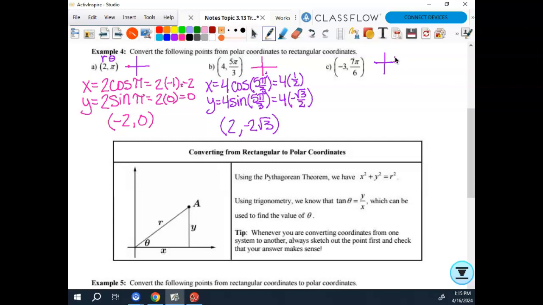Think about it for a second if you're not sure, and then I'll talk you through it if I have to. Remember, it's a negative radius, so I'm going to start over here at 3, rotate to 7 pi 6, which is in the 3rd quadrant. It's a negative radius, so I go through the pole, and that's why I end up there. Okay? All right, so go ahead and find your ordered pair.